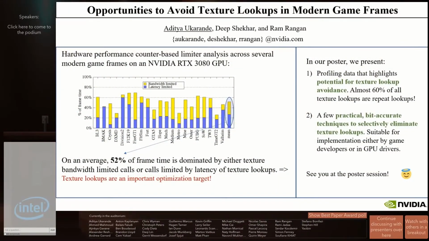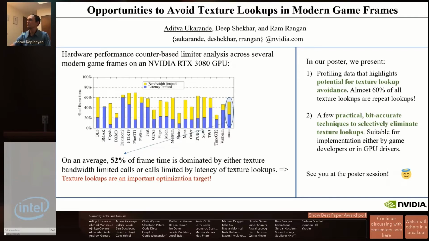This is Aditya Ukrande from NVIDIA, and I will talk about a class of low-level performance optimization opportunities in heavily optimized modern games. Our analysis of several gaming applications on an NVIDIA RTX 3080 GPU shows that as much as 52% of a modern game's frame time is dominated by calls that are either texture bandwidth limited or limited by the latency of texture lookups. This makes texture lookups an important optimization target.